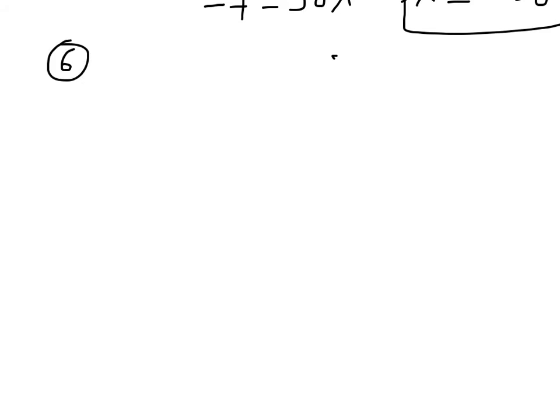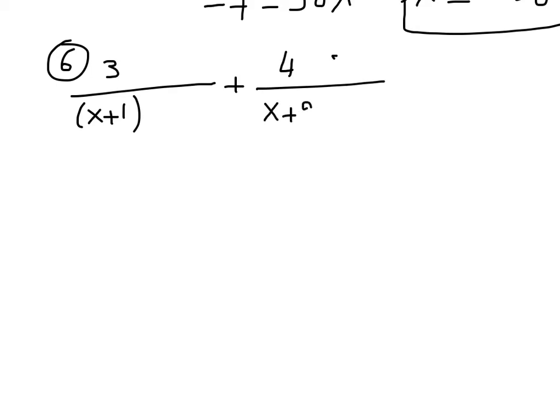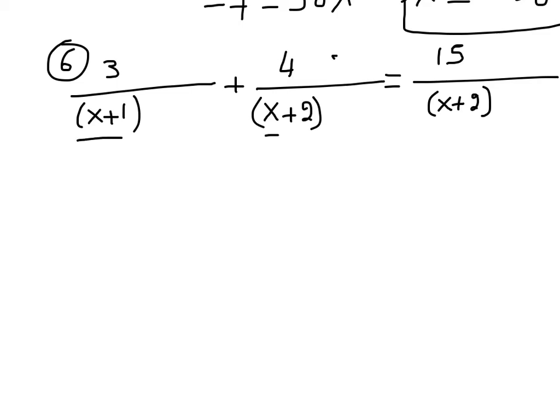Number 6, you have this problem: 3 divided by x plus 1, plus 4 divided by x plus 2, is equal to 15 divided by x plus 2. Notice all the denominators I put in parentheses. We want to make sure every one of those factors is prime. That means you cannot factor it anymore.